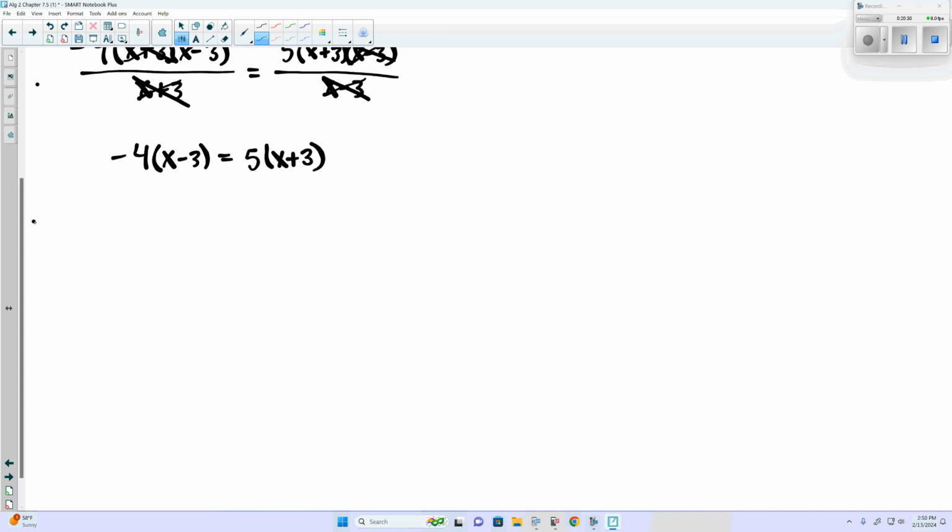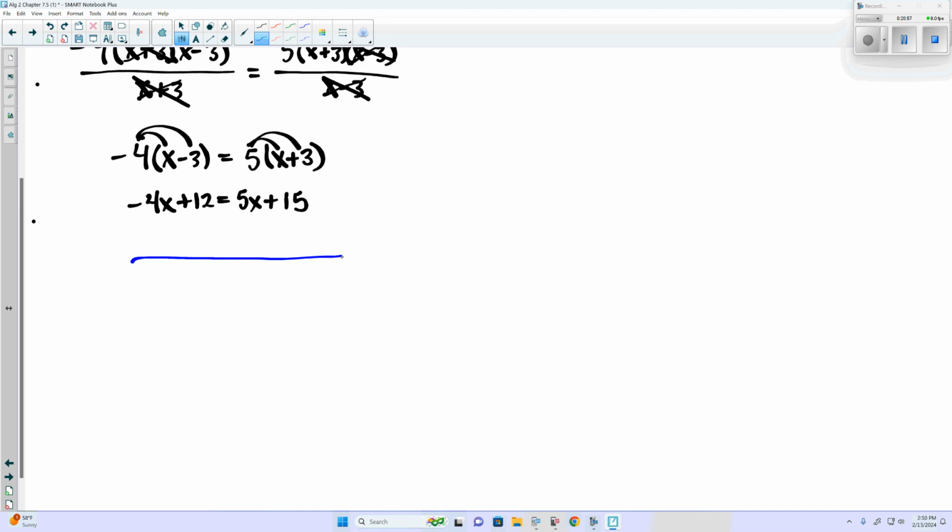And from here, we can solve for the value of x. So the first thing we can do is distribute the negative 4. Negative 4 times x is negative 4x. Negative 4 times negative 3 is plus 12. 5 times x is 5x. And 5 times positive 3 is positive 15.